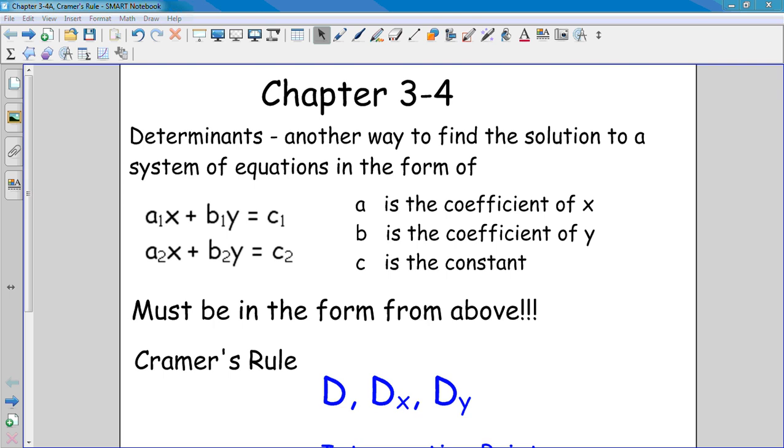Okay, now, determinants. We've talked about elimination, substitution, graphing, solving systems of equations. This is just another way. It's called Cramer's rule using determinants. It sounds kind of tricky, but it's actually pretty easy.